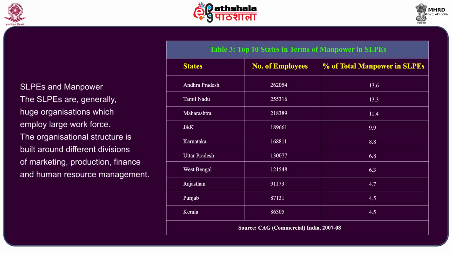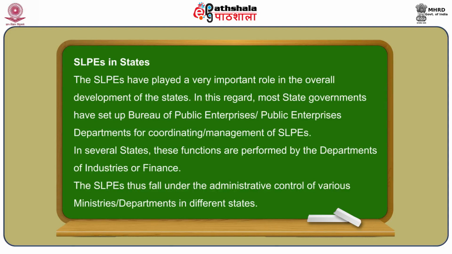4.5%, Kerala 4.5%. It means that in the percentage of total manpower in SLPs, Andhra Pradesh is having more manpower in their enterprises, whereas in Kerala, their manpower is very less, but the number of enterprises is more in Kerala. These SLPs have played a very important role in the overall development of the states.